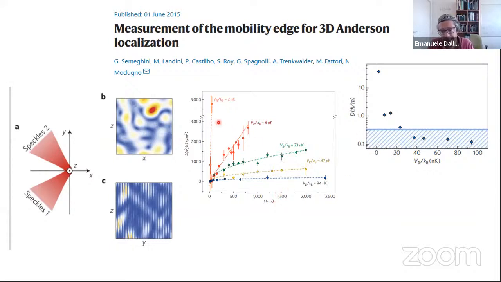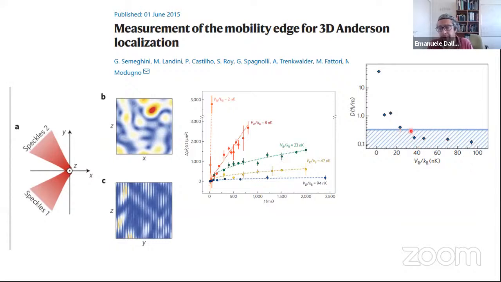And again, this is the same plot. These are the same points. So these 5 points here are shown here. Maybe there are a few more measurements. And what you see is that, again, as a function of the intensity of the potential, the diffusion coefficient goes from small values to some constant.